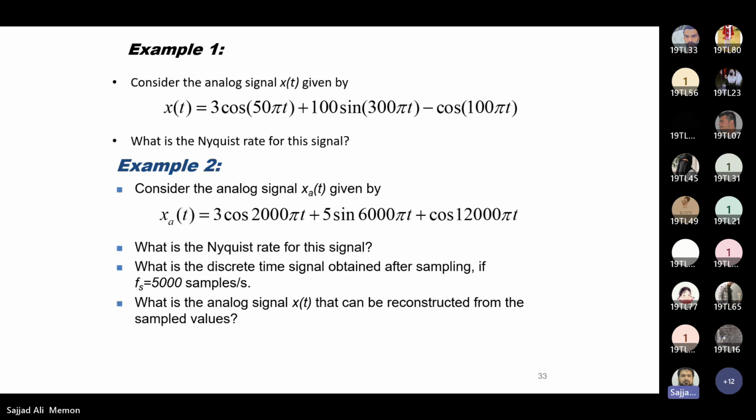So let's try example one. Consider the analog signal x of t given by, so this is a combination of a few signals that is equal to one analog signal. You can see there are different frequency components available in this signal. If I ask you what is the Nyquist rate for the signal, what will be your answer?